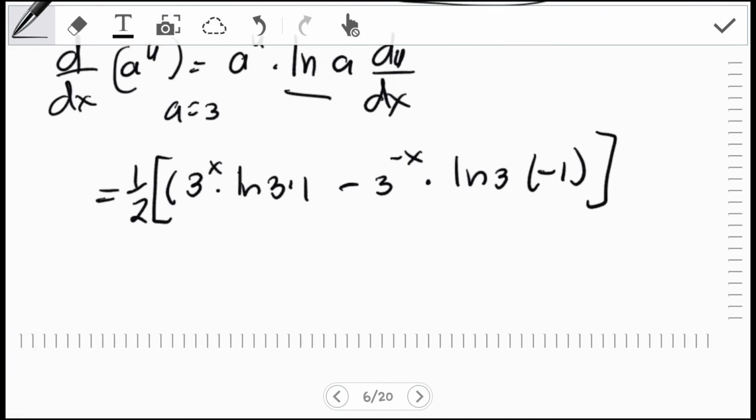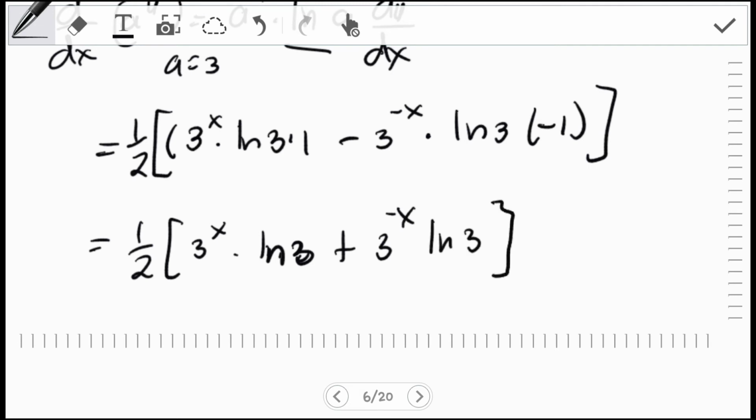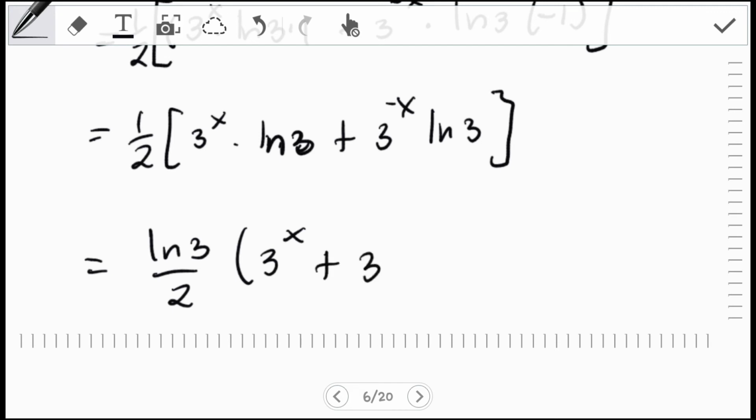Okay, so simplify: 1/2 times 3 to the power x ln 3, plus 3 to the power negative x ln 3, or ln 3 over 2 times the quantity 3 to the power x plus 3 to the power negative x. Okay, so that is the final answer.